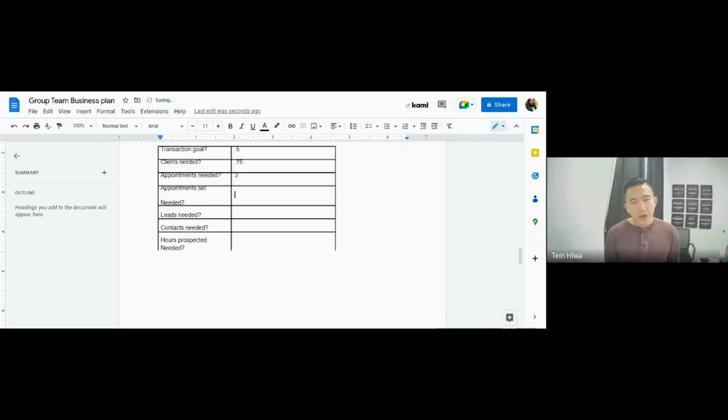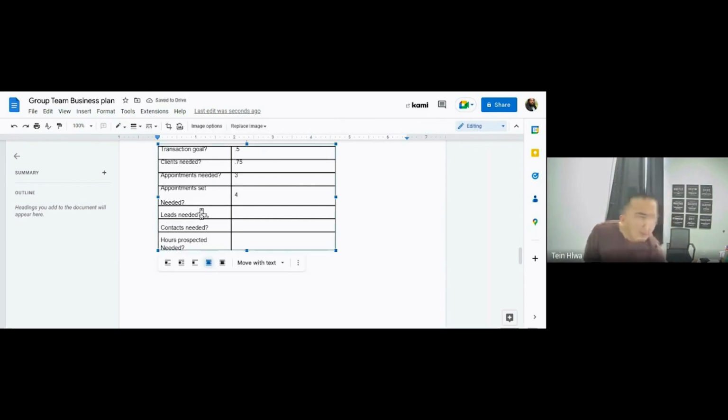But now it's 0.5 transactions a week. So that's 2 transactions a month. Yeah. And clients needed 0.75 a week. You're in daily or weekly right now, Cedric? Weekly. Okay.